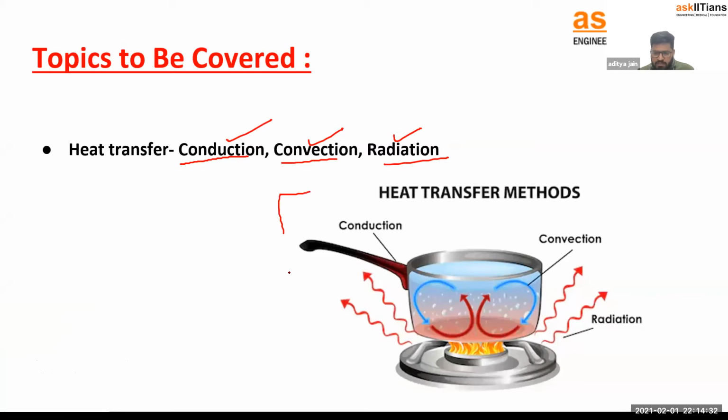You can see a pen here. It is showing all these three methods: conduction, convection, as well as radiation. We will see what these mean. First of all, we start with the method of conduction. Before going into that, we will do an activity.